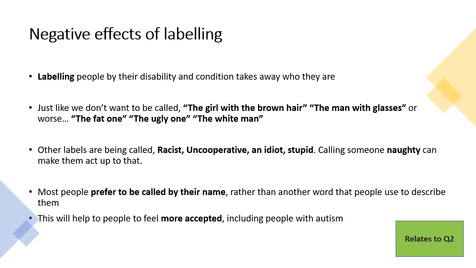Calling someone naughty can make them act up to that. So most people prefer to be called by their name rather than another word that people use to describe them. This will help people to feel more accepted, including people with autism. So it's really important to think about labelling, and it's about finding out that person's name. If you can, find out the person's name, and then at least you can refer to them by their name.